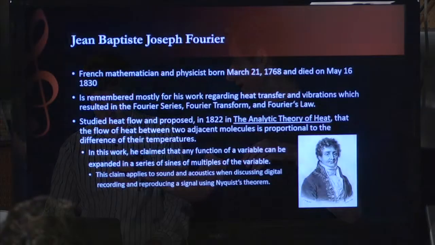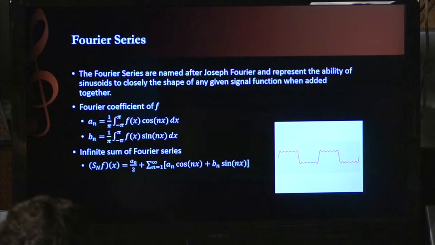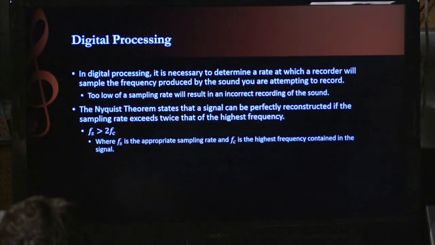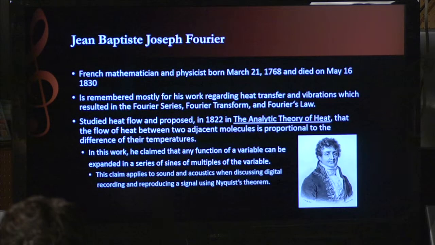You can actually do a reverse Fourier transform where you take a curve that was shown before, and you can find the addition of all the sinusoids using a different Fourier transform. And he published his Fourier series in his work, The Analytic Theory of Heat, which was published in 1822.